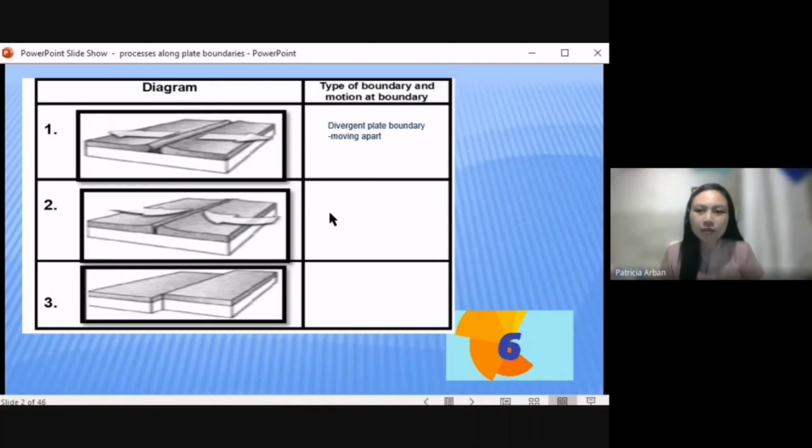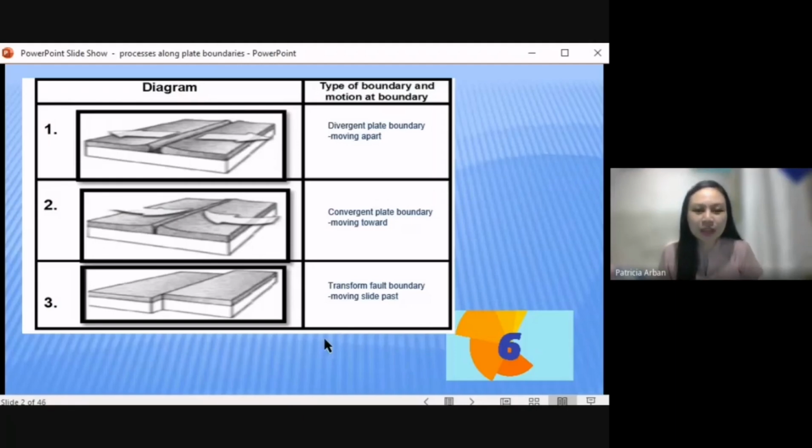How about number 2? It is convergent plate boundary, wherein the movement is moving toward. Remember that the clue for the type of boundary is the arrows. And then number 3, I know you already know the answer. That is transform plate boundary, which is moving slide past or grinding past each other. Sliding, not toward or apart, but it is sliding.